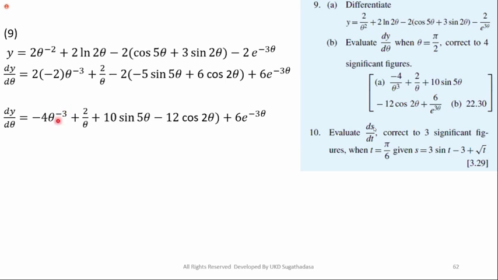Minus theta to the power 3 means the same thing, no? Then 2 by theta. Then 10 sine 5 theta minus 12 cos 2 theta. Then 6 divided by e to the power 3 theta. That's the same thing, right? That answer is correct.